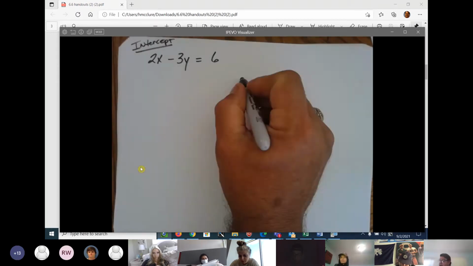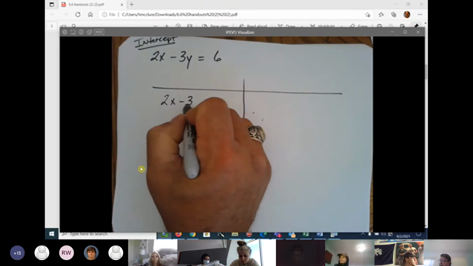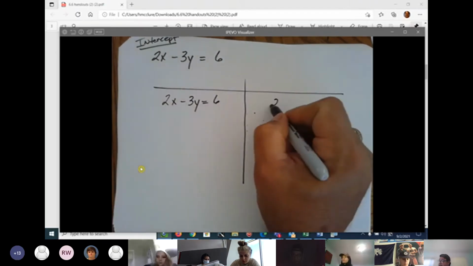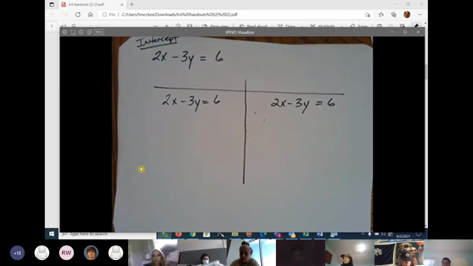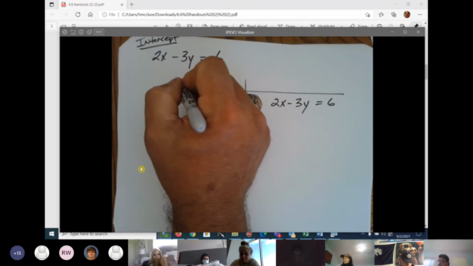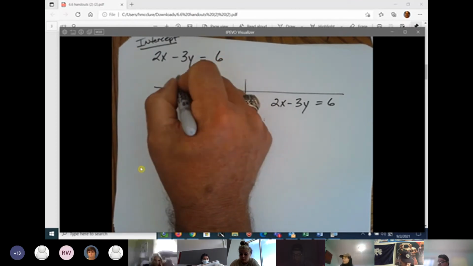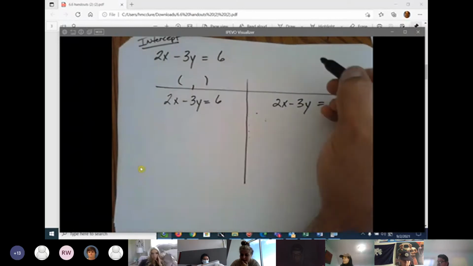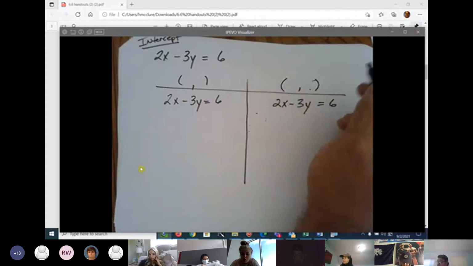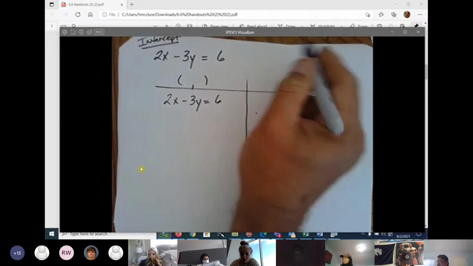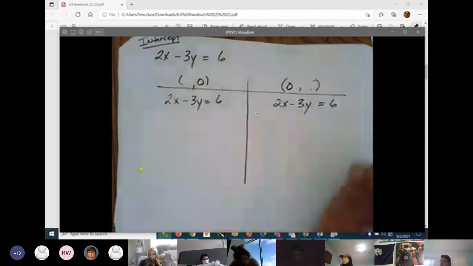And you draw a big table. 2x minus 3y is equal to 6. And I'm going to put a set of parentheses here, and a set of parentheses here. I'm going to put a 0 here, and I'm going to put a 0 here.